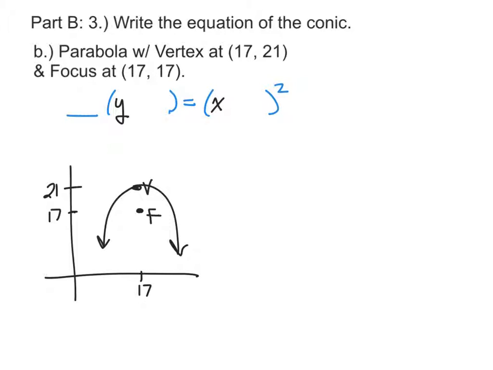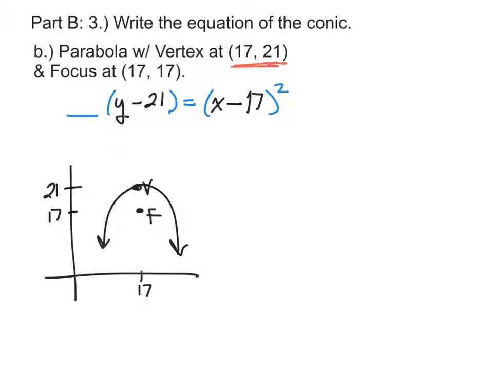What goes along with the x's and y's comes from the vertex. And since we're dealing with y first, the y coordinate is 21, so this will be y minus 21. The x coordinate is 17, so we'll do x minus 17. The last piece of information we need is the distance from the vertex to the focus so we can identify what that coefficient is going to be.